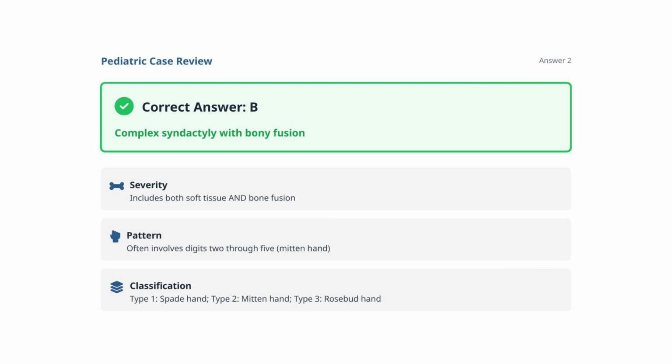Apert syndrome causes severe hand malformations involving both soft tissue and skeletal fusion. The syndactyly typically affects digits 2 through 5, creating characteristic patterns. Type 1 shows spade configuration, Type 2 creates mitten appearance, and Type 3 forms rosebud hand. Multiple stage surgeries are required for functional separation.